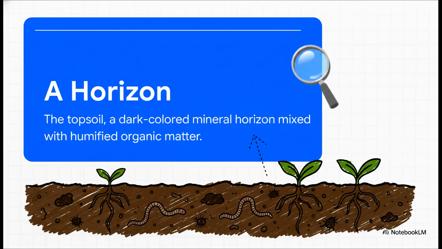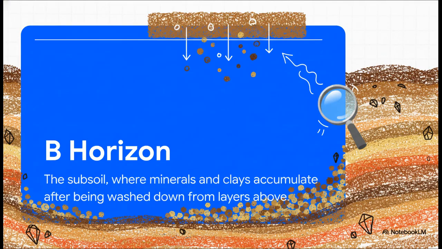And right below that, you'll find the A horizon, which you probably know as topsoil. This is where all the action happens. That rich, dark color is your first big clue. It's telling you that this layer is packed with decomposed organic matter, which we call humus. This is the main hub of biological activity, where you'll find all the roots, the worms, the microbes, everything that makes soil thrive.